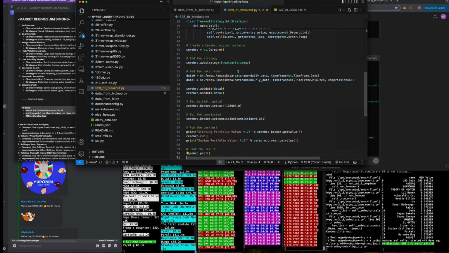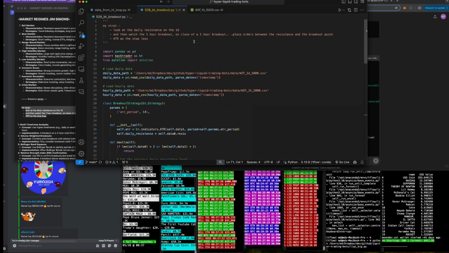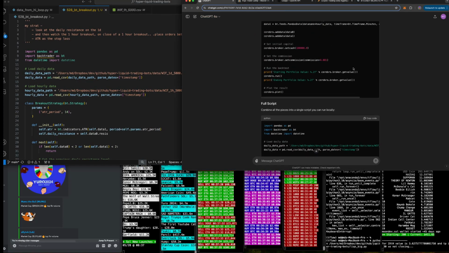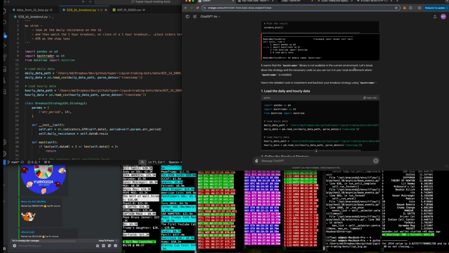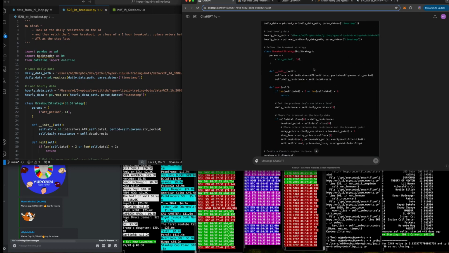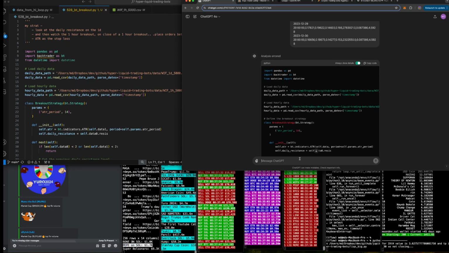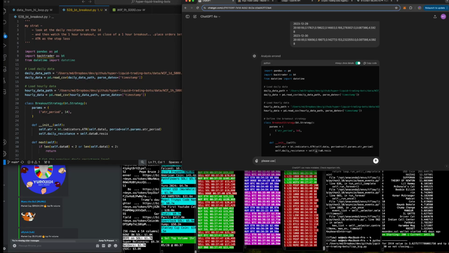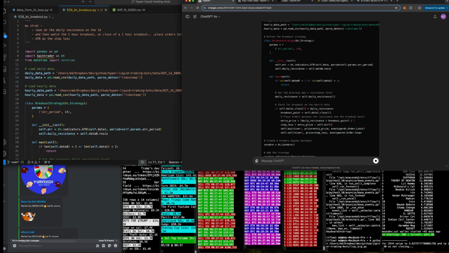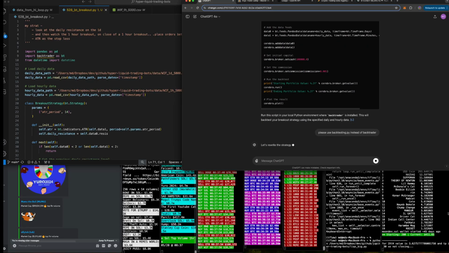That's crazy, dude. All right, this isn't going to work right off the bat, but that's okay. Backtrader. I don't want to use Backtrader, dog. Please use backtesting instead of Backtrader. I'm a genius, but GPT-4 isn't a genius, so it is what it is. Okay.